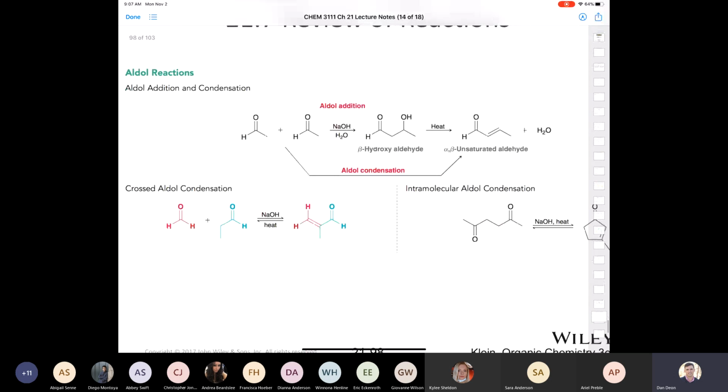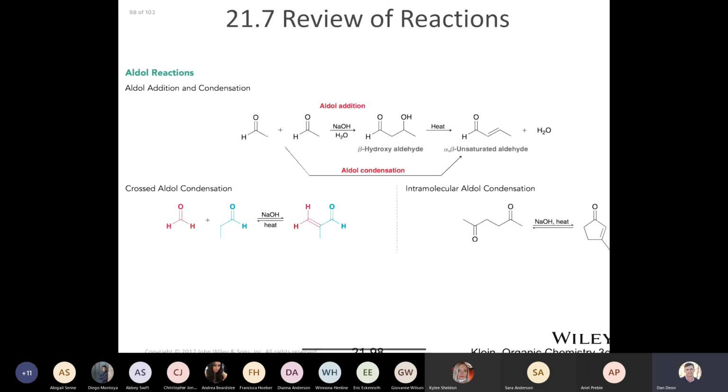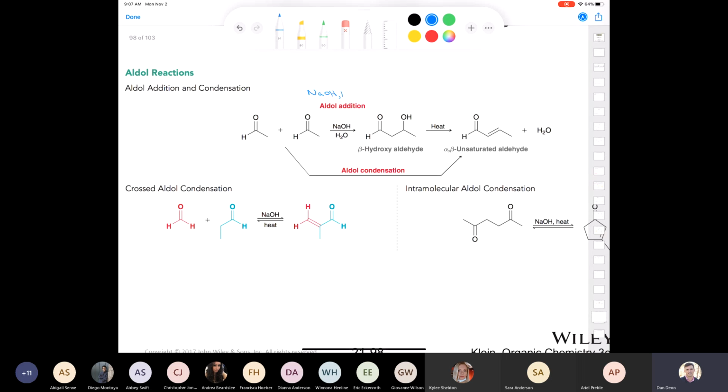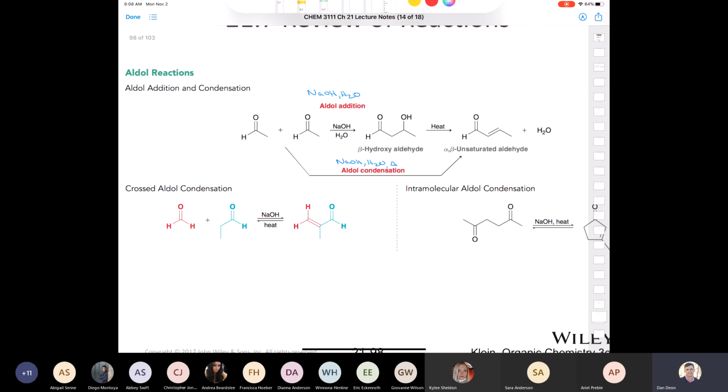Let's see, what else did we learn? We learned about aldol addition, and we learned about aldol condensation, right? Aldol addition is when we use sodium hydroxide in water. Aldol condensation is when we use sodium hydroxide in water and we heat it. We looked at the cross aldol condensation. We looked at intramolecular aldol condensation reactions to form a ring.